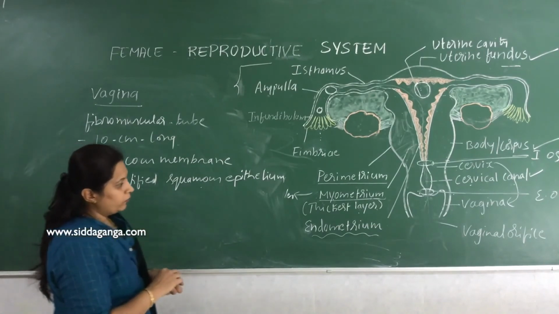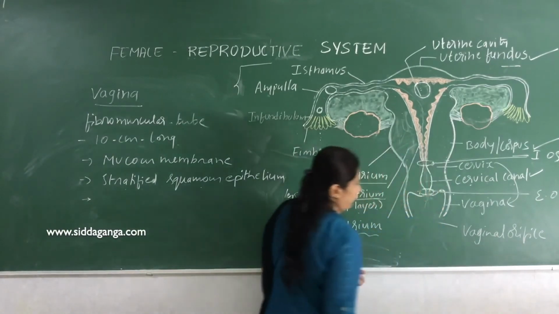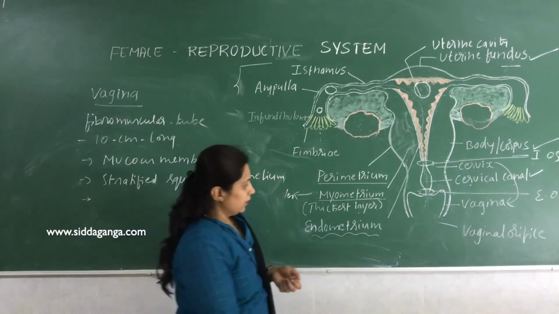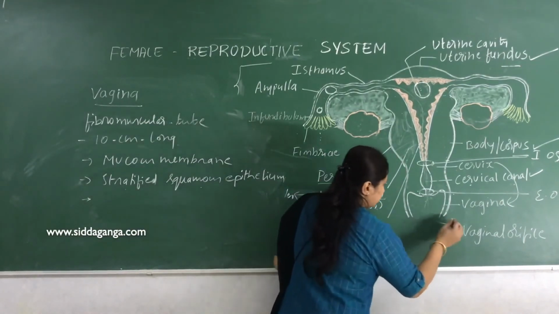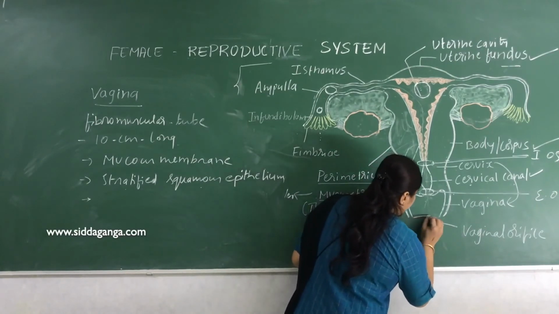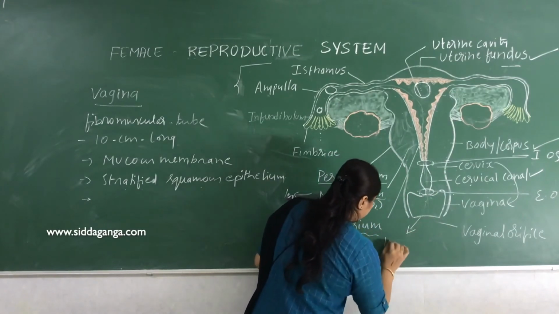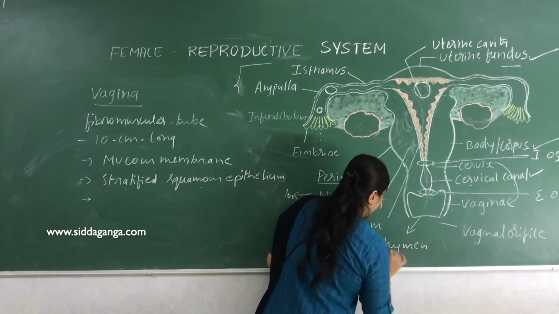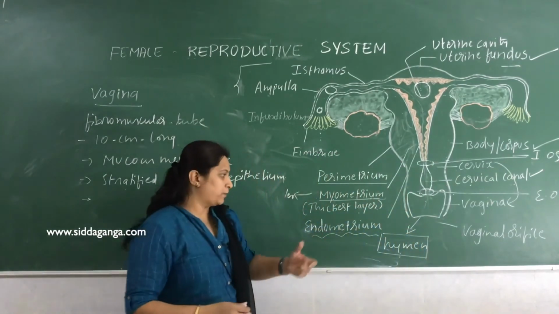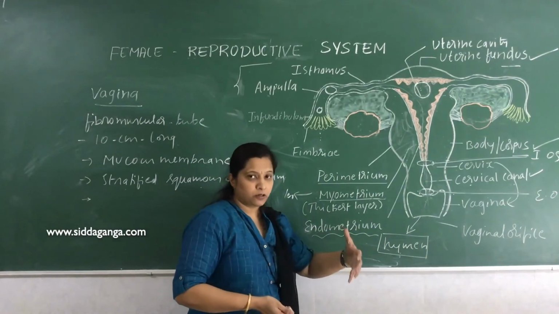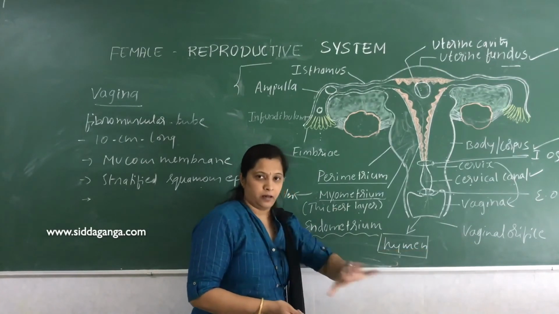The vagina opens to the outside through the vaginal orifice, which is nothing but the vaginal opening. This vaginal opening is covered by a very thin membranous layer, the hymen. What is it called? Hymen. The hymen usually ruptures at the time of first coitus, that is, the first sexual intercourse.